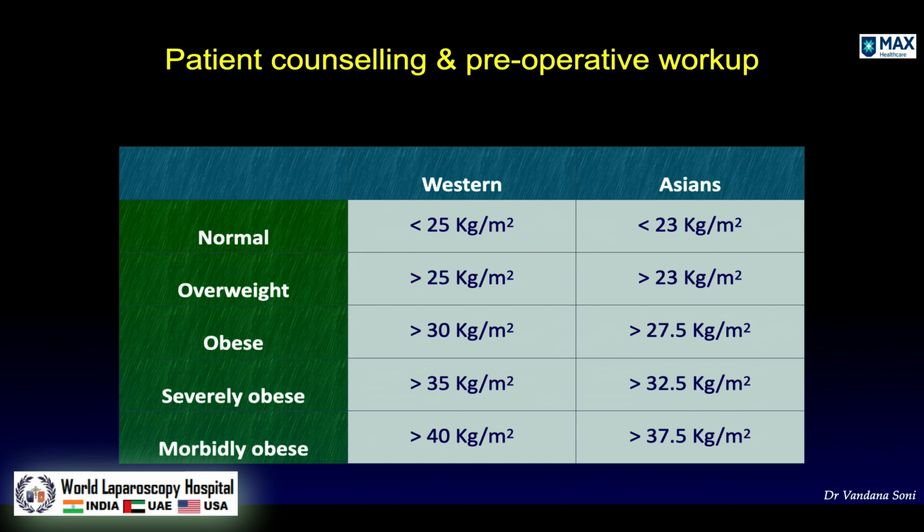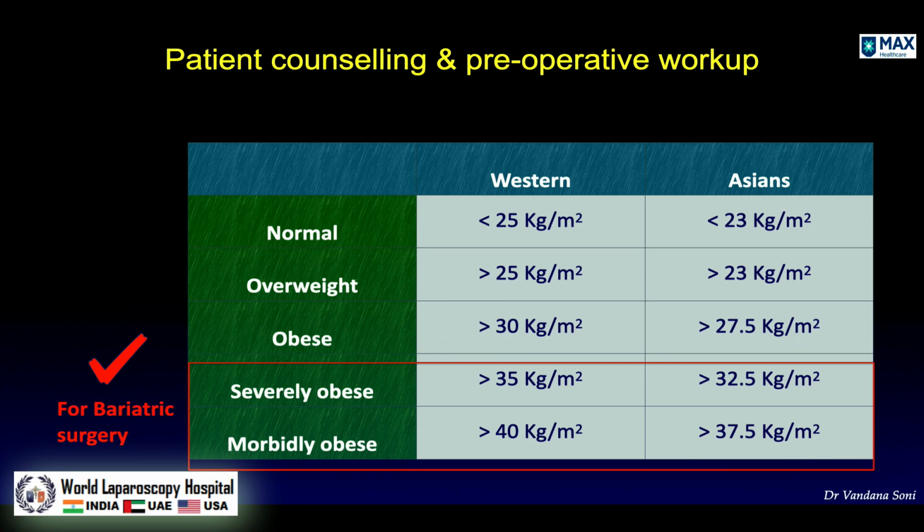Depending upon the body mass index, you can classify the patients into average, overweight, obese, severely obese, and morbidly obese. And this differs, as has been mentioned before, between the Caucasians and the Asians. Why is it lower in Asians? Because metabolic comorbid conditions arise in these patients at much lower BMIs. So as you can see, less than 25, less than 23 for normals, and so on and so forth.